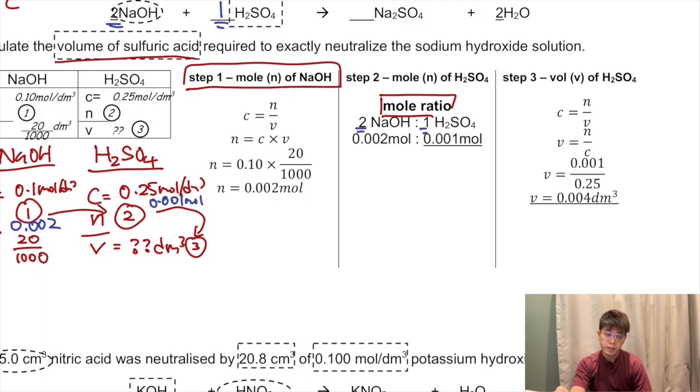And V equals N divided by C, and C equals N divided by V. You can read it this way or this way: C equals N over V, or V equals N over C. So V is 0.004 dm cubed. That's how you generally do the question. This question is usually 3 marks, especially when they break it up into 3 steps for you.